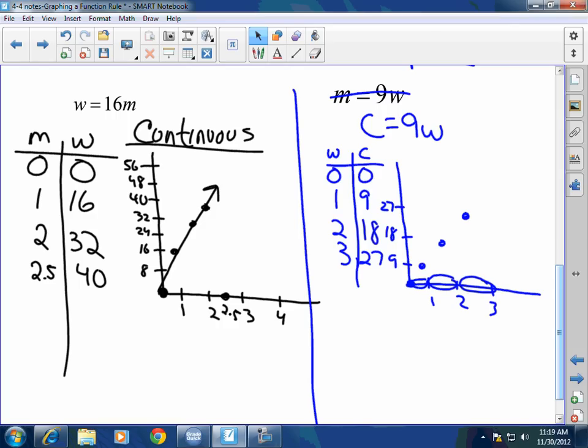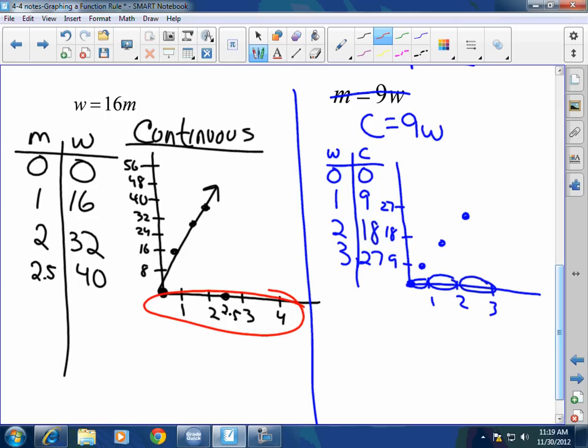Continuous is when all of the x values are valid. Discrete is when only individual values are valid.